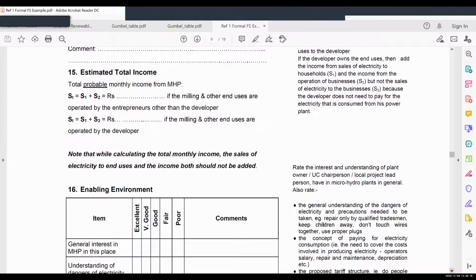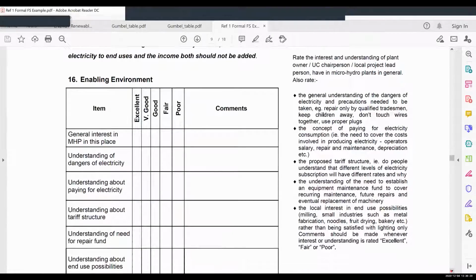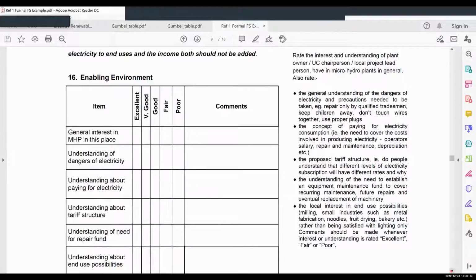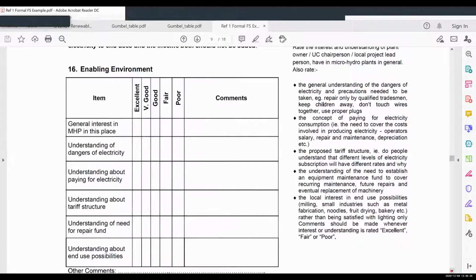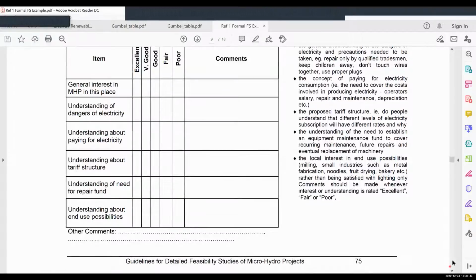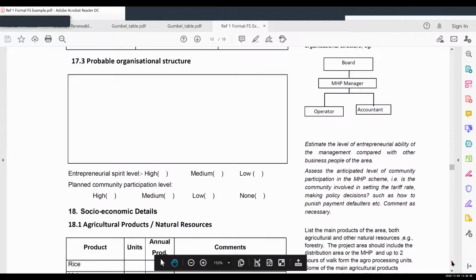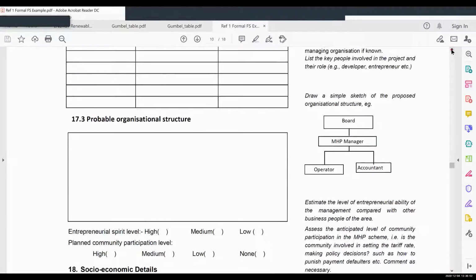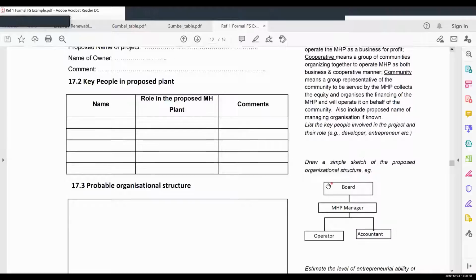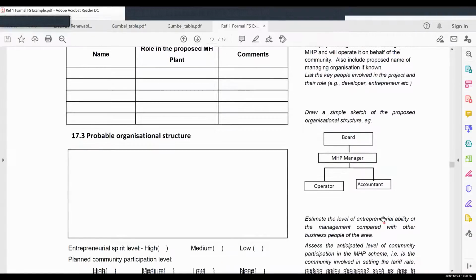Then you also have to look at what the enabling environment is. For the project to be successful, people have to understand that they have to pay for electricity. Electricity cannot be free, unless there is a government subsidy, because there is operation and maintenance cost. The community, the beneficiaries, should understand this also. So what is the proposed management? You want to make sure, will it be managed by FUNAI? Will it be given to the private sector? These things have to be decided in the beginning.